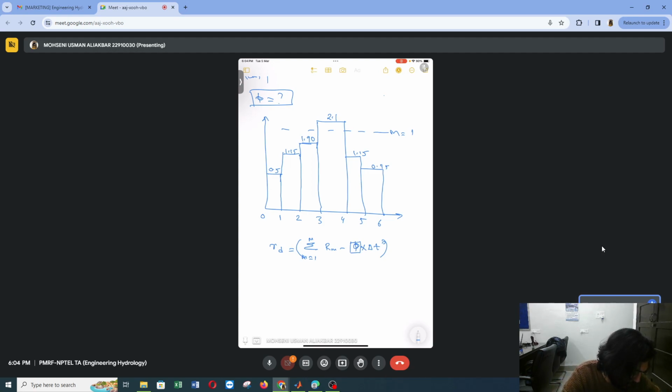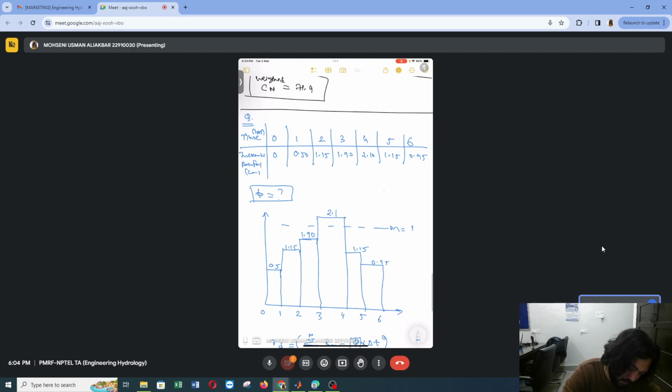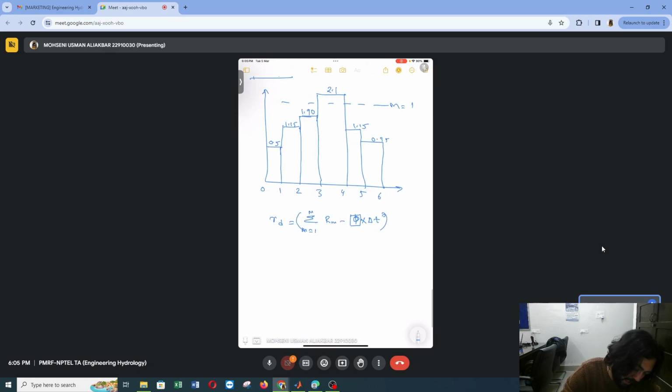For this, they have given us the value of rainfall excess also in the given data set. Here they have given us the value of cumulative rainfall excess also, which is 0, 0.50, 1.65, 3.55, 5.65, 6.80 and 7.75. So this is the value of R_D.